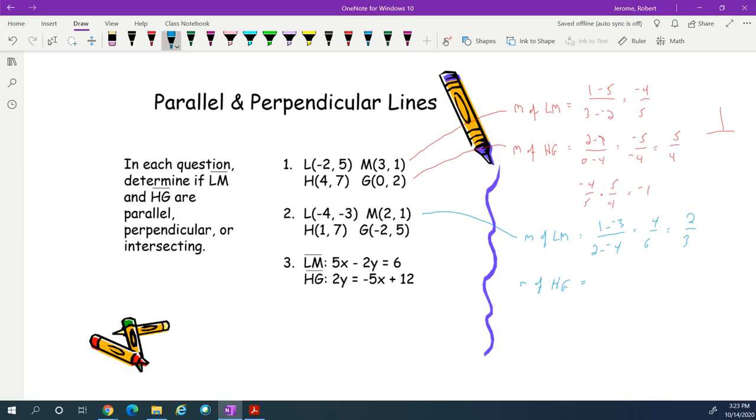So for HG, work out your slope. 5 minus 7 over -2 minus 1. That's -2 over -3, which is 2/3. If you didn't reduce 4/6, you wouldn't know that they're the same. Well, these have the same slope. These lines are parallel.